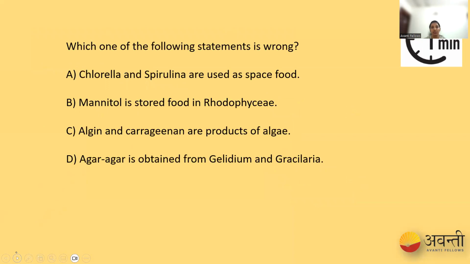Moving to next one, which one of the following statement is wrong? A. Chlorella and spirulina are used as space food. B. Mannitol is stored food in rhodophyceae. C. Algin and carrageen are products of algae. And D. Agar and agar is obtained from Gelidium and Gracilaria. You have to find out the wrong statement, the statement which is incorrect. So option number one says Chlorella and spirulina are used as space food.